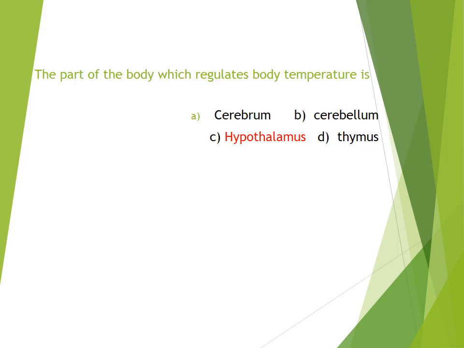Here are some questions and answers of objective type model from vital signs of the subject foundations of nursing. First question is the part of the body which regulates body temperature is options A cerebrum, B cerebellum, C hypothalamus and D thymus. Correct answer is hypothalamus. Hypothalamus is the part of the brain that regulates body temperature.